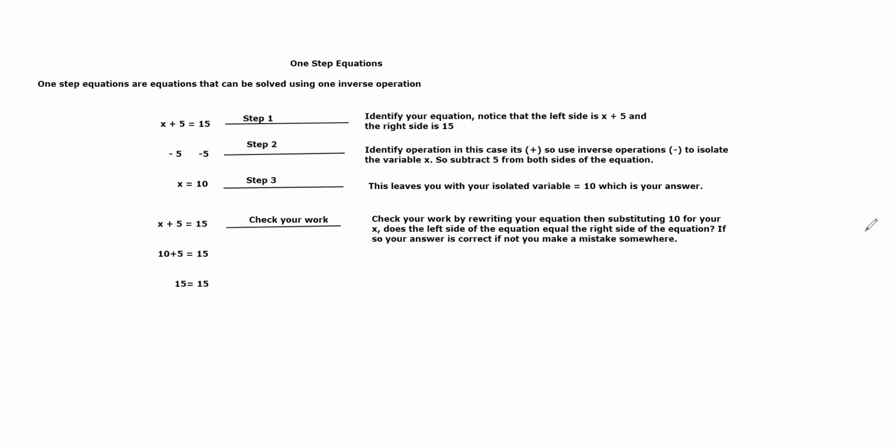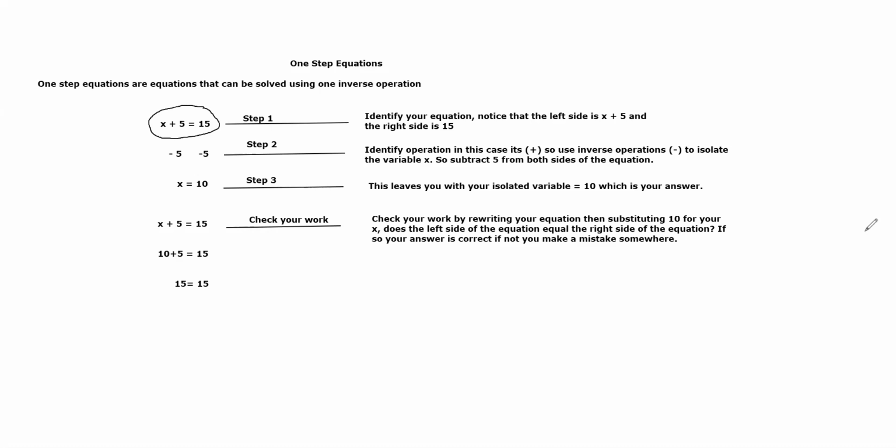All right, so here, one-step equations. One-step equations are equations that can be solved using one inverse operation. Now, what do I mean by an inverse operation? Well, here I have x plus 5 equals 15. That is my equation. Step 1: identify your equation. I know that my equation is x plus 5 is equal to 15. Cool.